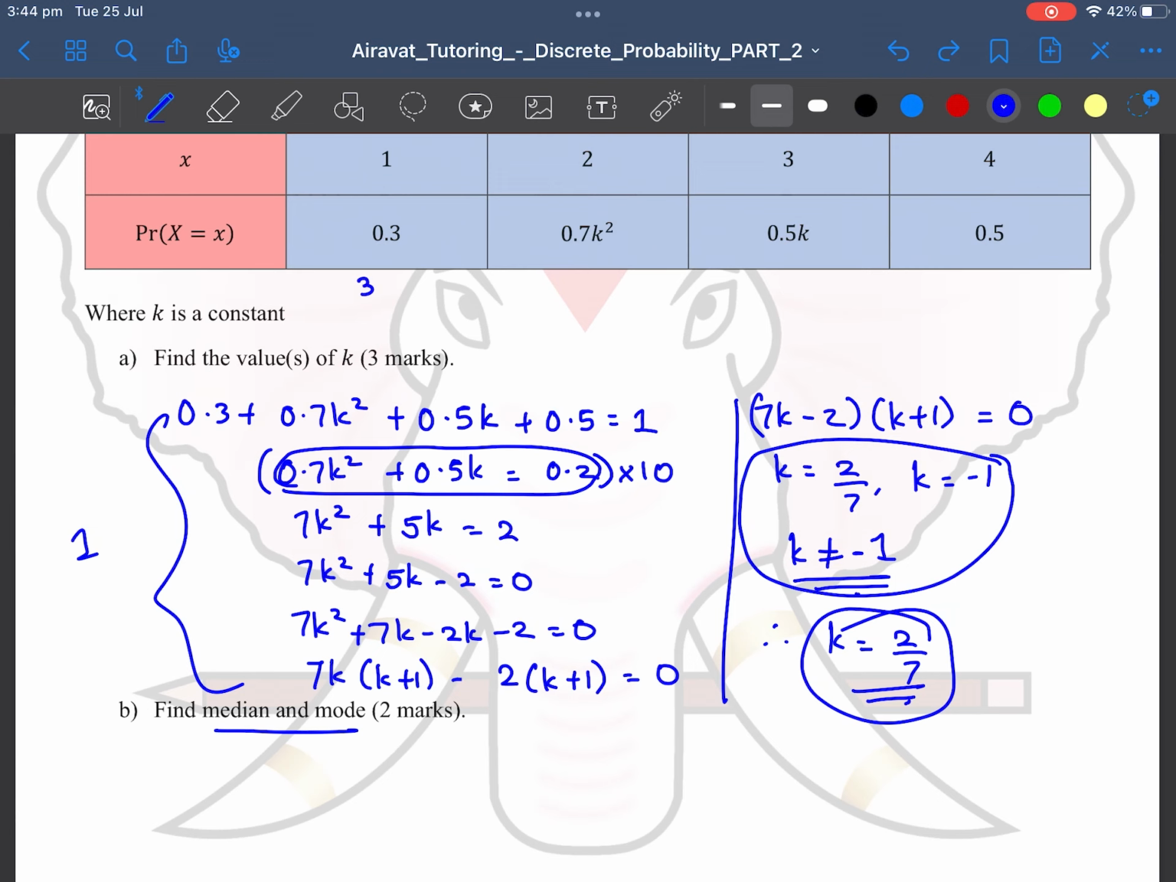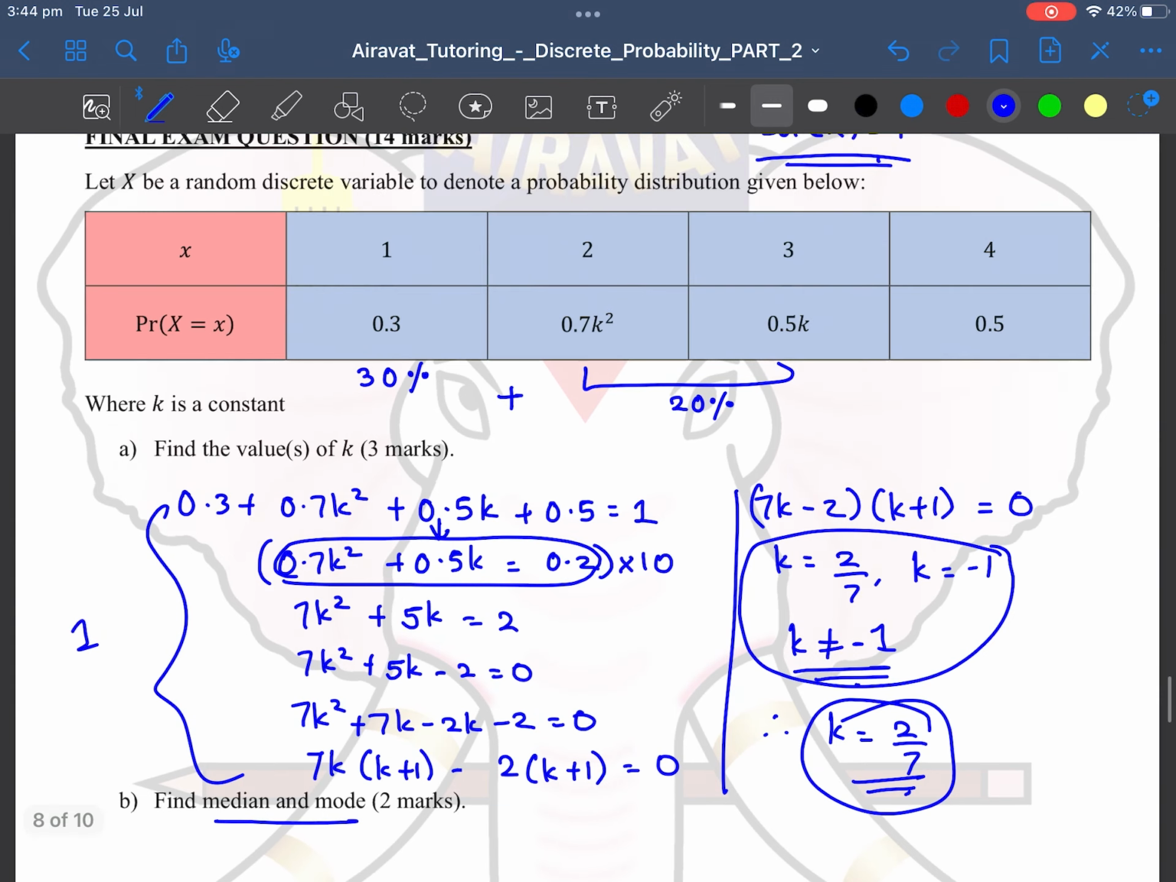So, this is going to be 30%. We know that, right? Now, look at this equation right over here, the one that I circled. This tells us that these two, when added together, is going to be 0.2, meaning that this is going to be 20%. Now, if I were to add these two up, we'll get 50% straight away. So, just by this, we know that our median is going to be somewhere over here, right between 3 and 4, right?